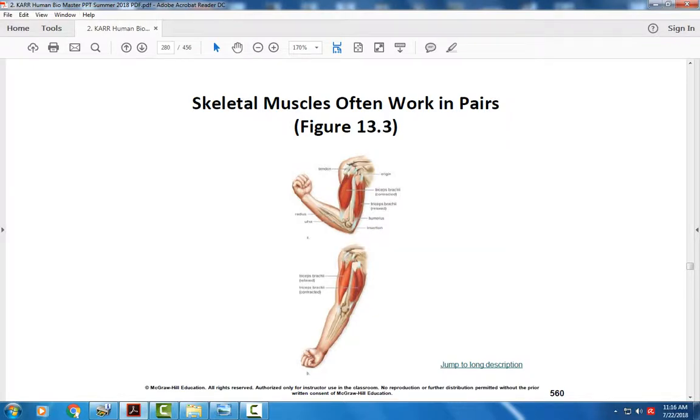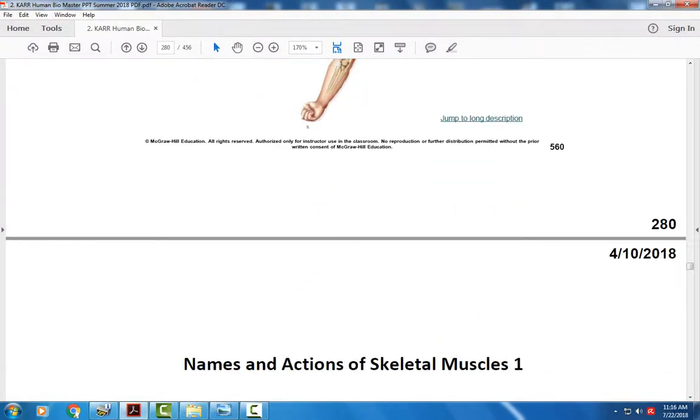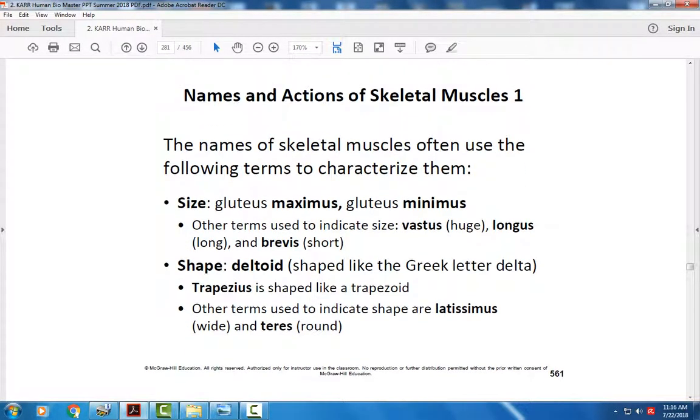So, actions of skeletal muscles: sometimes we can name them according to action or shape or location. For example, looking at the size, the gluteus maximus is the larger muscle of the buttocks, and above that is a smaller muscle called gluteus minimus. When we look at other muscles in the body, the term vastus means large, longus means long, and brevis means short. Some of these terms have Latin or Greek prefixes or roots, and they just indicate size.